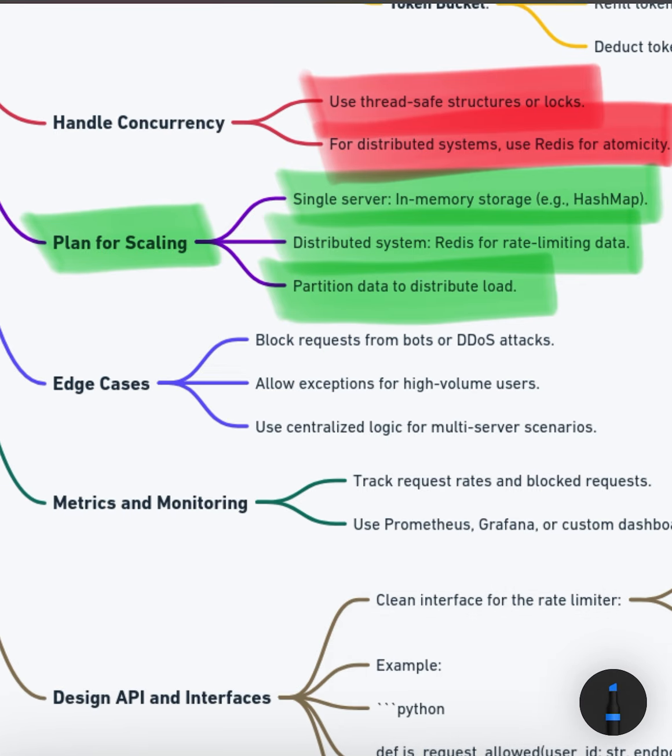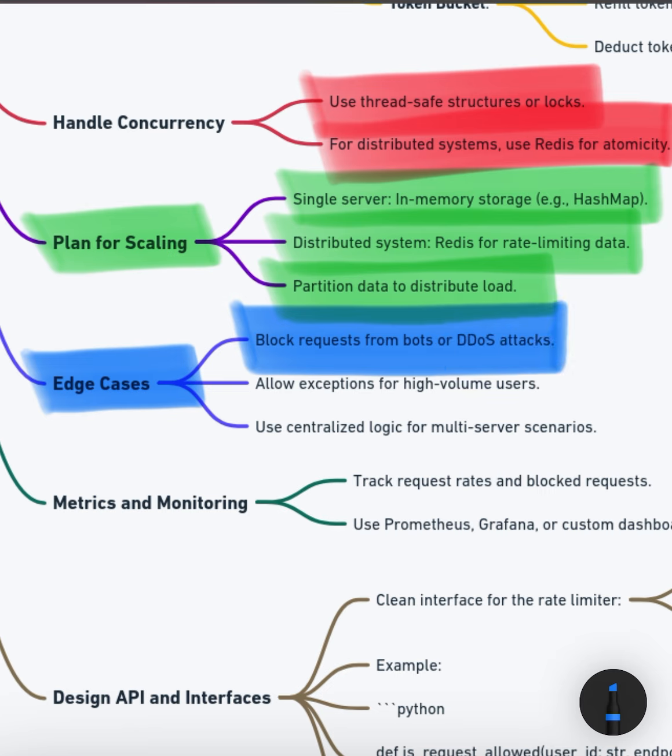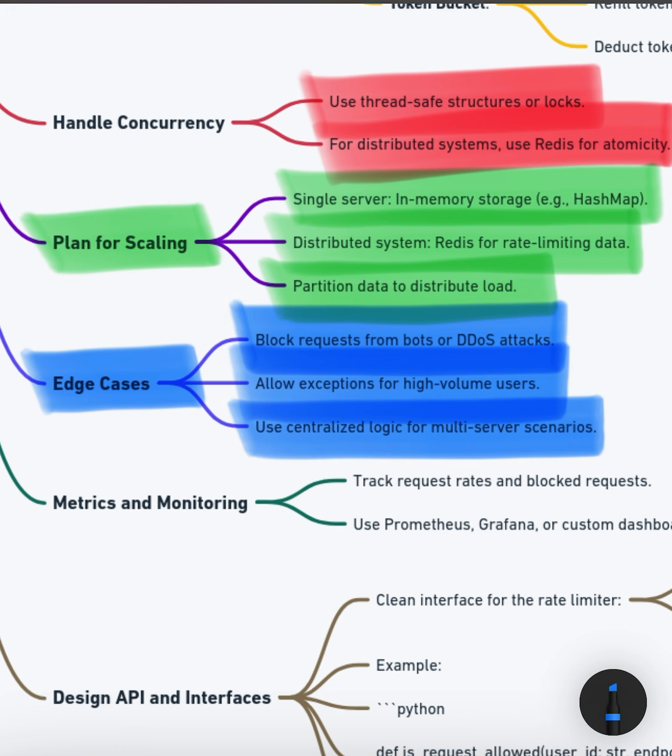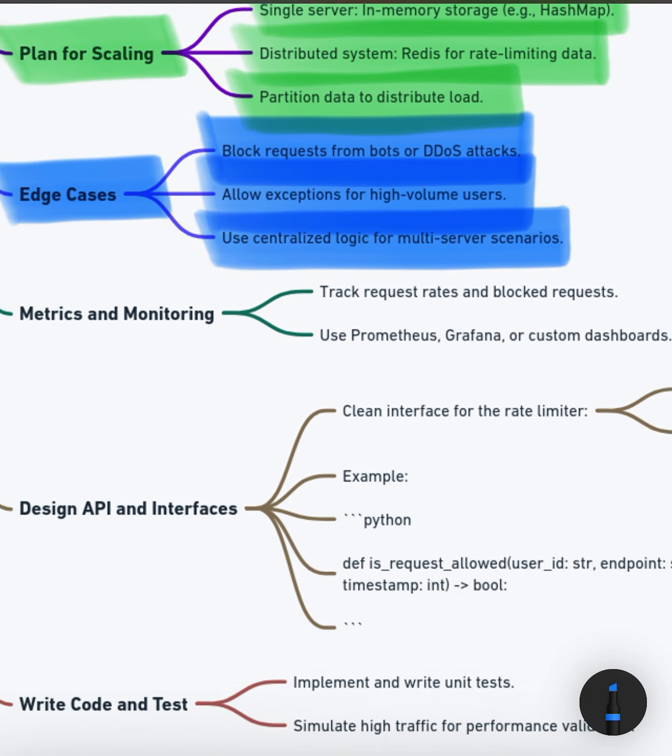8. Address edge cases. Account for specific scenarios, such as DDoS or bot traffic. Quickly block malicious requests by identifying suspicious patterns. High-volume users: allow exceptions for trusted users with higher request thresholds. Distributed requests: use a centralized system to maintain consistency across servers.